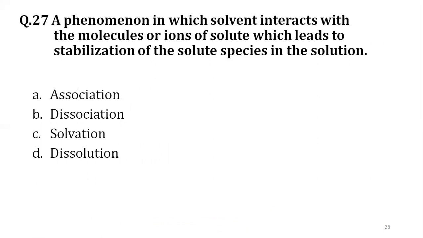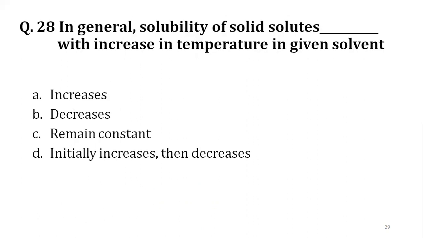Question number 27. A phenomenon in which the solvent interacts with the molecule or the ion of the solute, which leads to stabilization of the solute species in the solution, is called: A, association; B, dissociation; C, solvation; and D, dissolution. The correct answer is C, solvation. In solvation, the solvent molecules form a sheet of solvent around the ions or the molecules, and due to that dissolution occurs. So the correct answer is solvation.